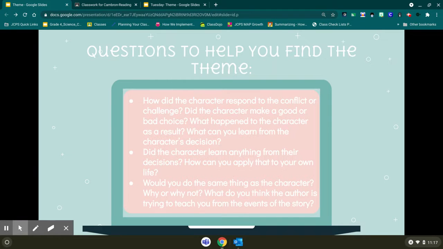How can you apply that to your own life? Would you do the same thing as the character? Why or why not? And what do you think the author is trying to teach you from the events of this story?